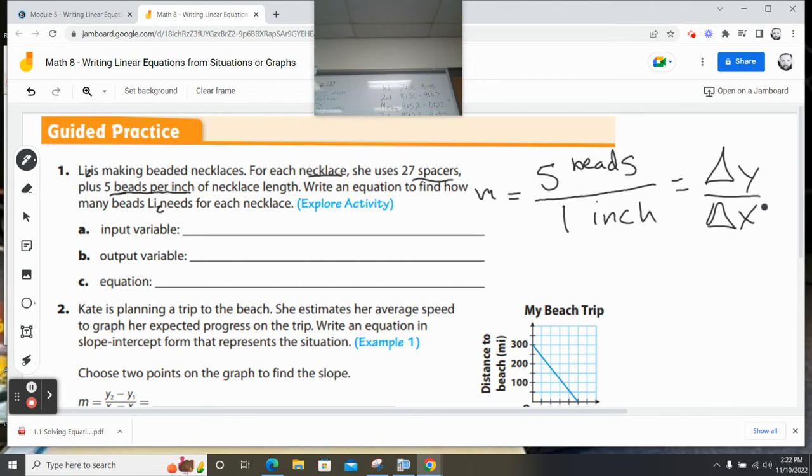Okay, so then what's the input value? Well, it's the x, right? So x is the number of beads, right? So the more beads I have, oh no, wait, I did that wrong. It's not the number of beads. What does x represent? The number of inches. And so we would say that's the length.